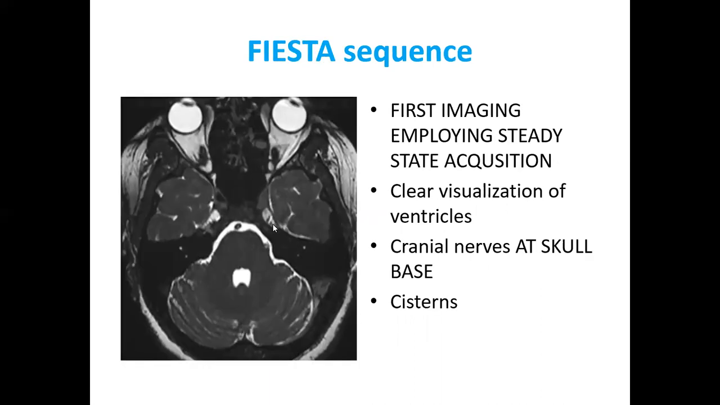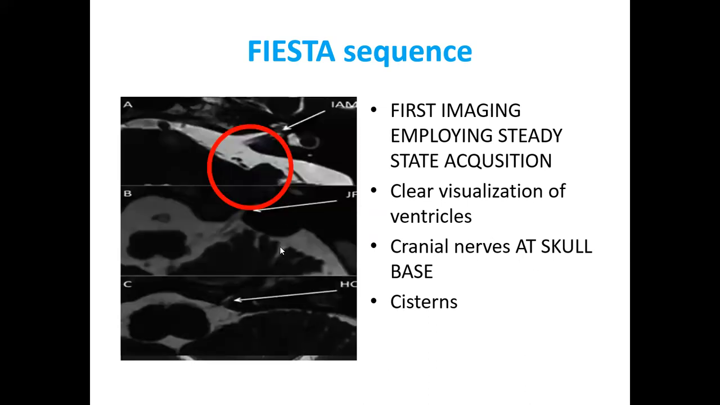When you are interested to know the cisterns and cranial nerves, this is called the Fiesta sequence. Fiesta stands for fast imaging employing steady state acquisition, with clear visualization of the ventricles, cranial nerves and cisterns. So you can see the cranial nerves easily in the Fiesta sequence.